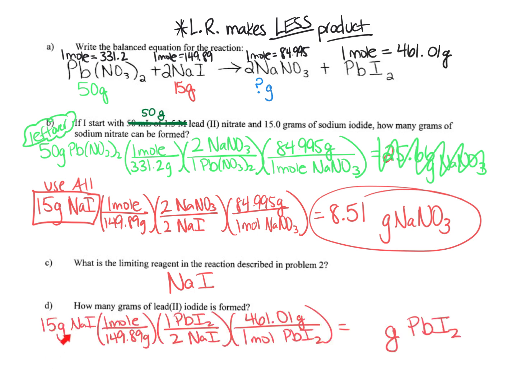So like I said, this is a 3-step problem. Convert grams of sodium iodide to moles, use the mole to mole ratio, and then use the molar mass of lead iodide to find out how many grams of lead iodide will be formed. And you should get 23.07 grams of lead iodide are formed.